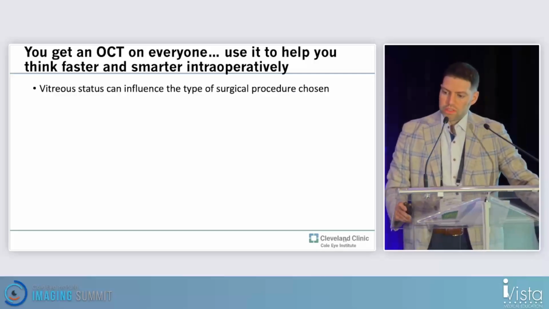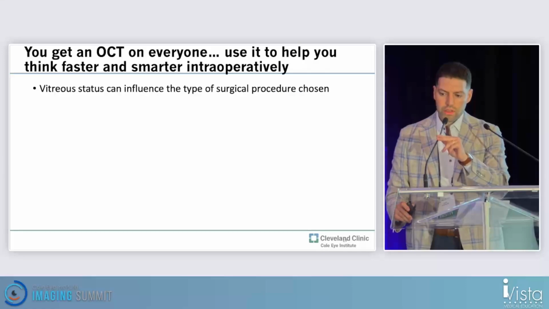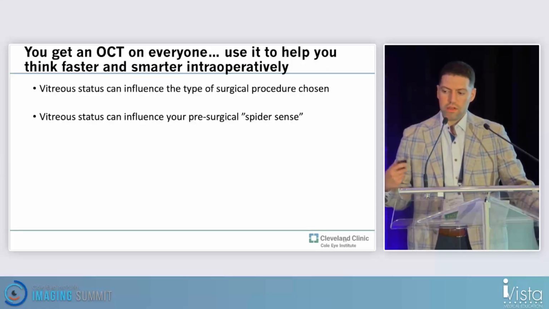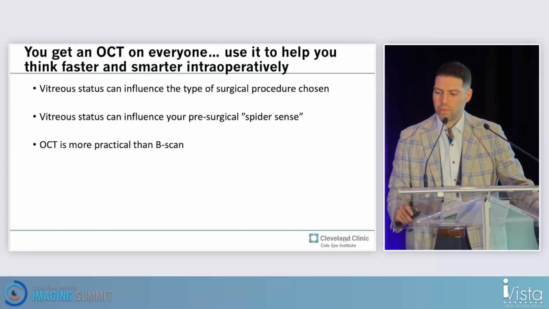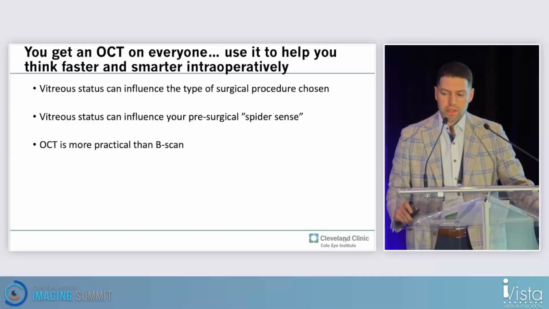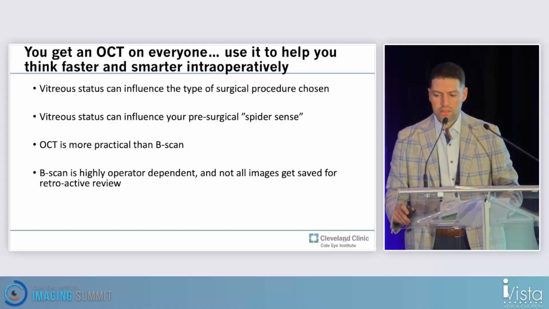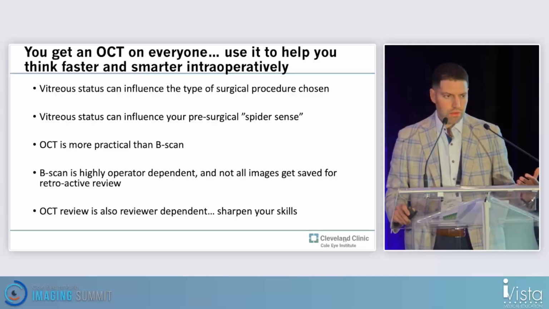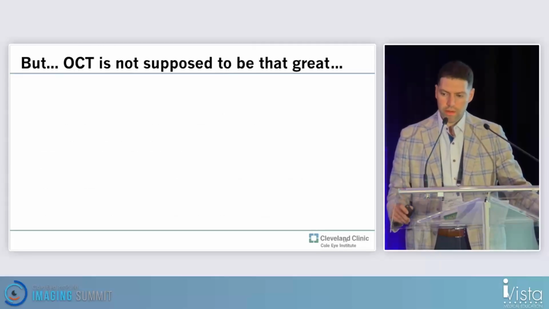So we always get an OCT on almost everyone in our clinics to help you think faster and smarter intraoperatively. Obviously, the vitreous status can influence the type of surgical procedure that's chosen and influence your pre-surgical spider sense, as Dr. Kaiser, one of my mentors, always talks about. OCT is more practical than getting a B-scan. B-scan is highly operator dependent, and not all images get saved for review retroactively. OCT review, however, is also reviewer dependent, so I suggest you sharpen your skills by constantly looking at these images and testing them in the OR.